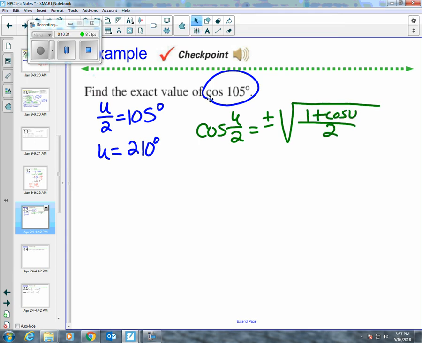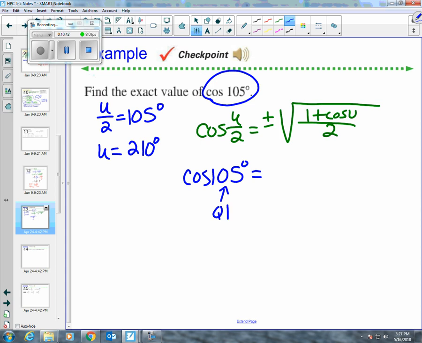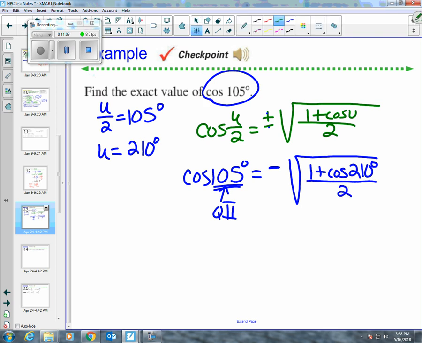All right, so what are we going to do with this? Well, let's see what we can do with this quadrant first. We're trying to find 105. 105 is in quadrant 2. Okay, what do you know about quadrant 2 for cosines? Well, cosine is x, so it's going to be negative. That's how I tell whether I take the positive or the negative here. I go by the original angle, that u over 2, the one I'm trying to solve for. That's going to have a negative value because cosine in quadrant 2 is negative. Then we go ahead and put in our angle, our u, which is 210 degrees. And then I just need to figure out what that value is.